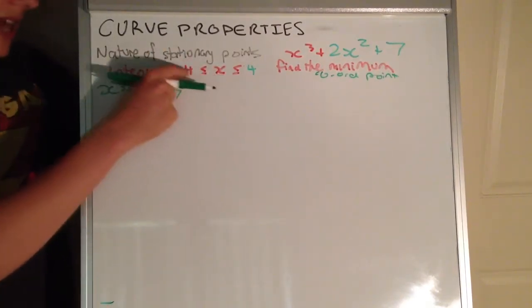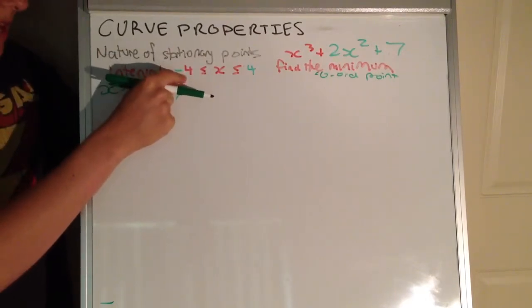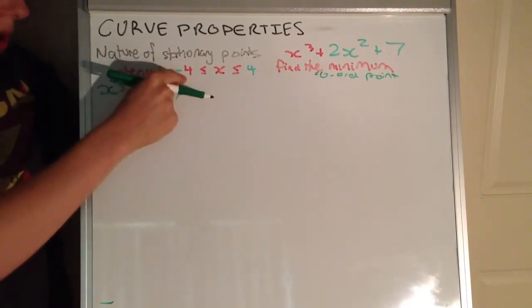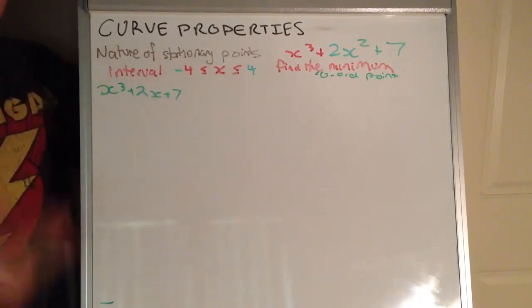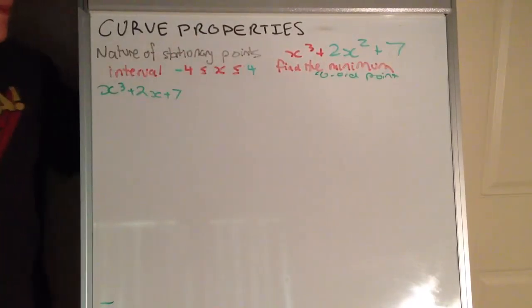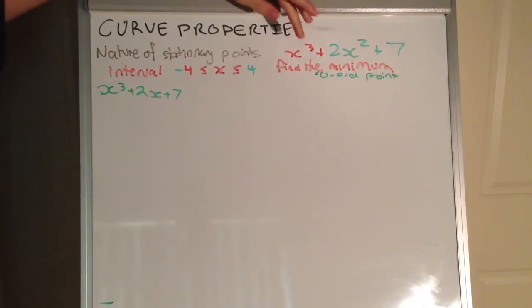So we're going to be looking at it where x is greater than -4, but less than or equal to 4. And then lastly, it wants us to find the minimum coordinate point within the interval. And that may not necessarily be a turning point minimum, as I will show you in this video.